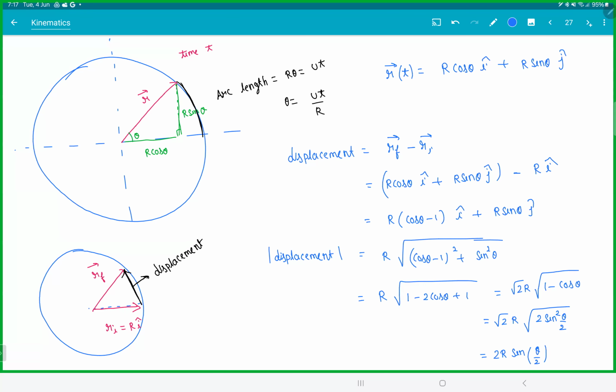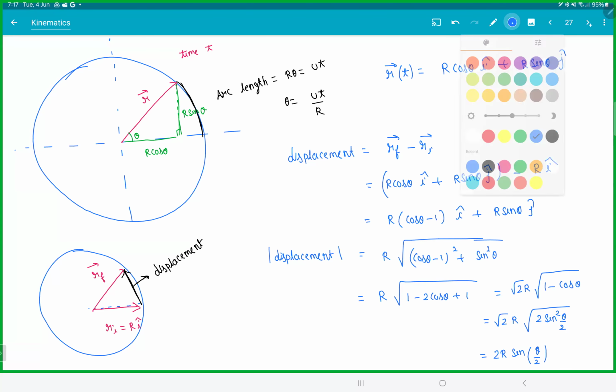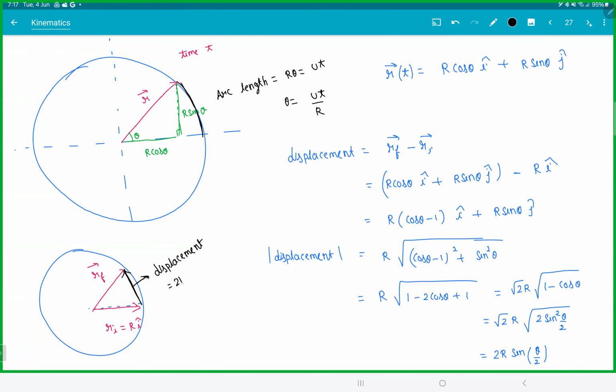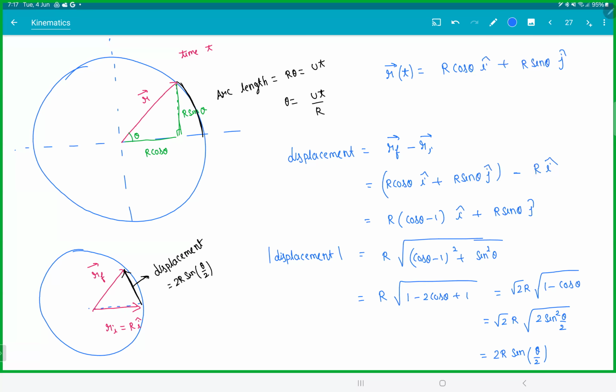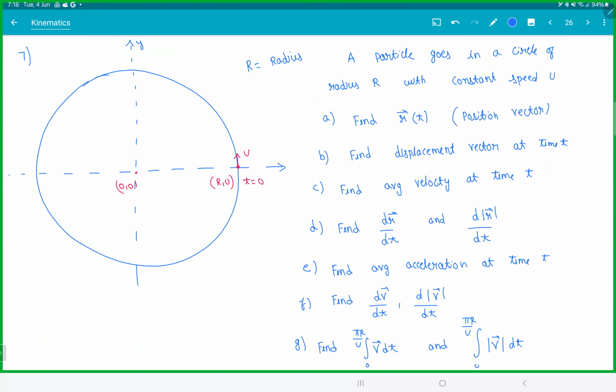This is the length of the dark line, the black line which I drew here. If they just want the magnitude, the answer is 2r sine theta by 2. Do have a look at this. This is your distance and displacement, everyone. Any doubts on this, please ask. Got this? Go for the third one, average velocity.